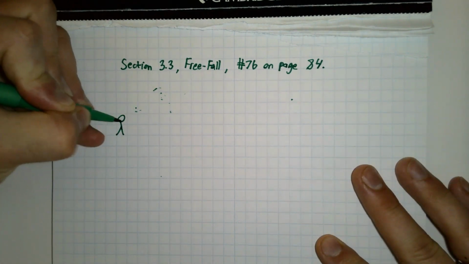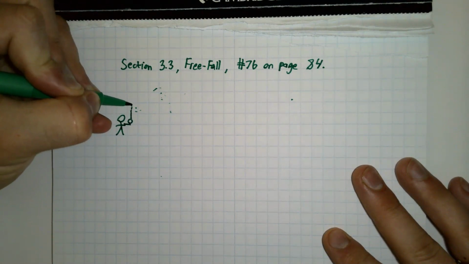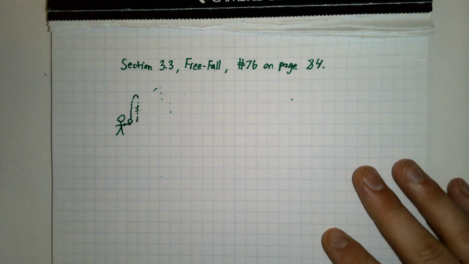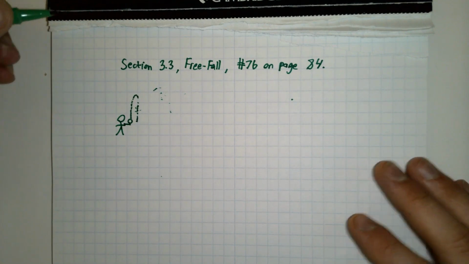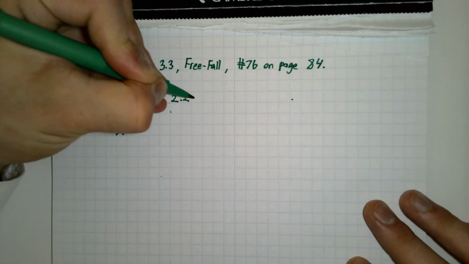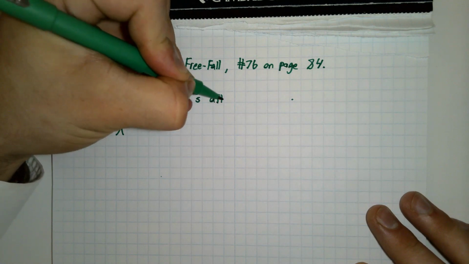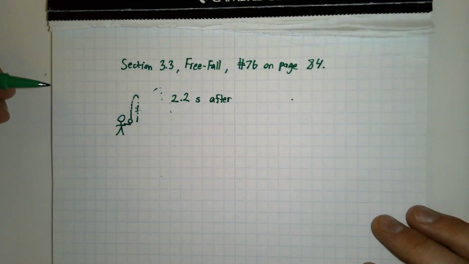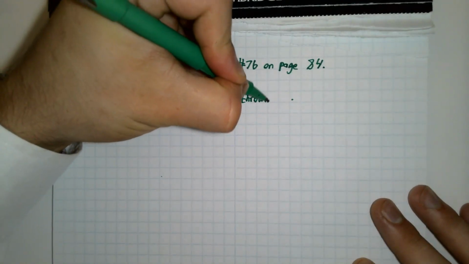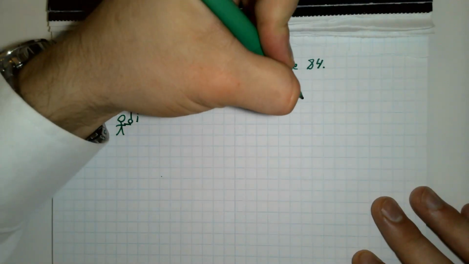So let's see, we have someone standing here, and they have in their hand a beanbag. They throw it up into the air, it hits some high point, and then it comes back down and lands back into their hand. It takes 2.2 seconds after it's thrown to return to the hand of you who threw it upwards. So it is caught 2.2 seconds after it is thrown.